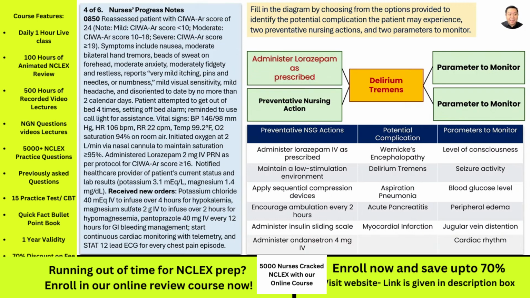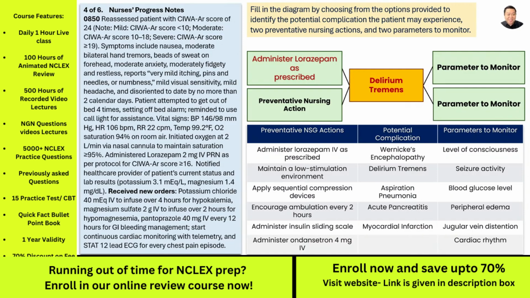The first one is administer lorazepam as prescribed. And this is according to the protocol. This is the gold standard for alcohol withdrawal. It will help calm the brain by boosting the gamma-aminobutyric acid, which is the main inhibitory neurotransmitter that the alcohol enhances when someone drinks. And when alcohol is suddenly removed, the CNS becomes hyperexcitable. This can lead to tremors, hallucinations, seizures, and DTs.